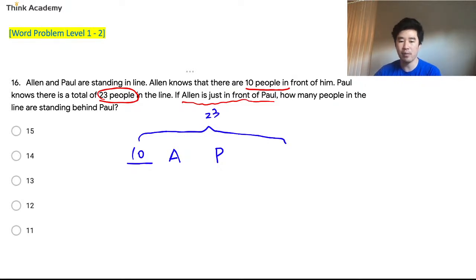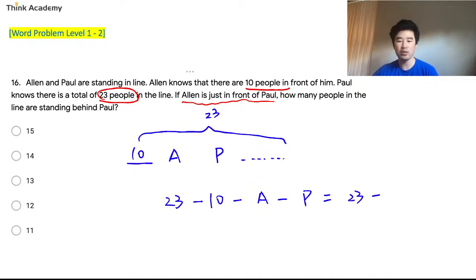And we have some people behind Paul. So how many people are there behind Paul? We can simply use 23 minus 10. And also we need to minus Alan and minus Paul. And then we will be able to get our result. This gives us 23 minus 12 because Alan and Paul are 2 people. So total gives us minus 12. Then this is going to give us 11. Answer choice E, all right?